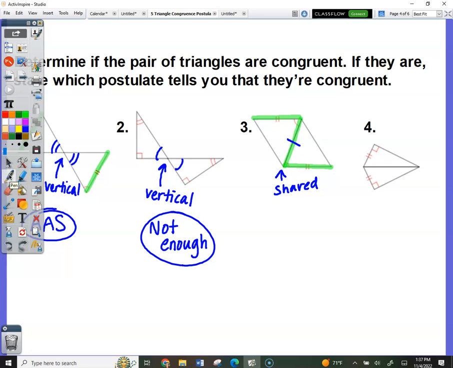Notice the angle that's congruent. So what do we have? Focus on one triangle at a time. I have a side, then an angle, and then a side. Go to the other one and make sure it's in the same order. I've got a side, an angle, and a side. So yes.